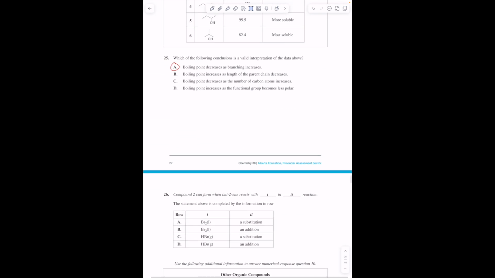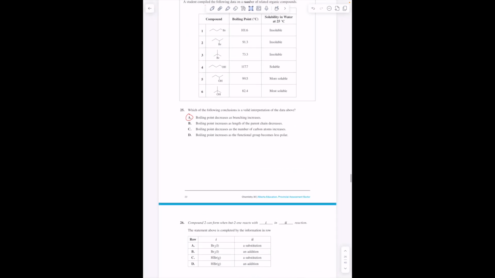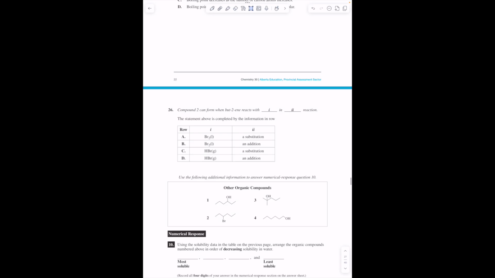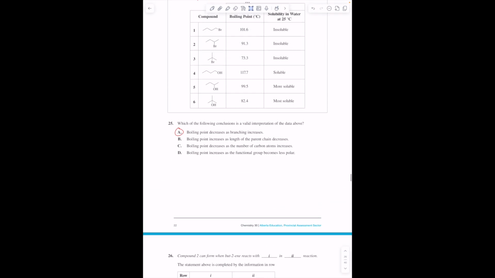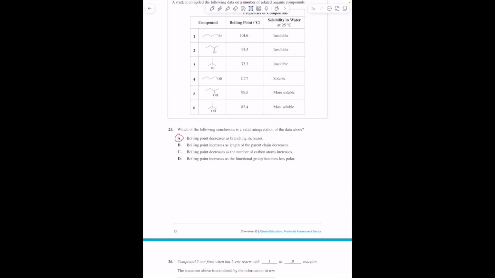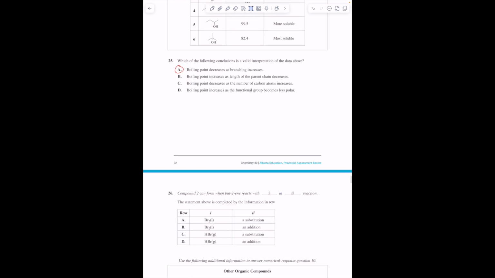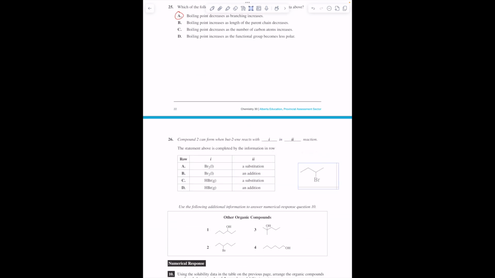Let's look at 26. Clean that up. 26. Do I need to look up there? Let's find out. Actually, okay, compound 2 can form when butene reacts with... Okay, well, let's just bring compound 2 down here. Copy. Paste. Okay, so we're making that compound. Compound 2 can form when but-2-ene reacts with.